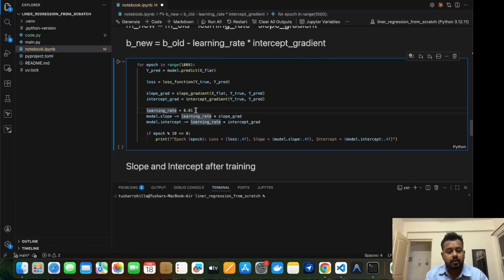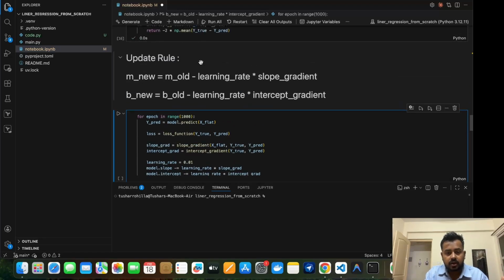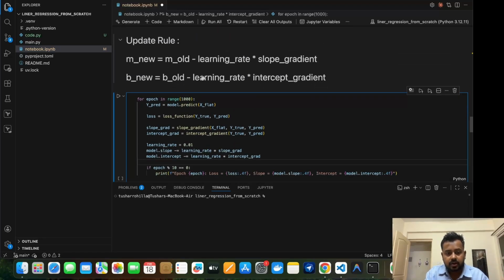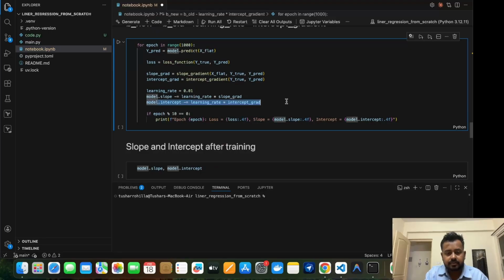We are keeping the learning rate as 0.01. You can experiment with what happens when you change the learning rate. And this is how you update the slope value, m, this particular update step, and this particular update step for the intercept. And I'm printing not at every epoch but at every 10th epoch. So let's run it.